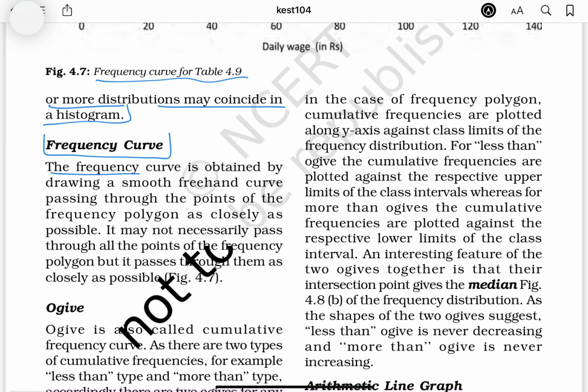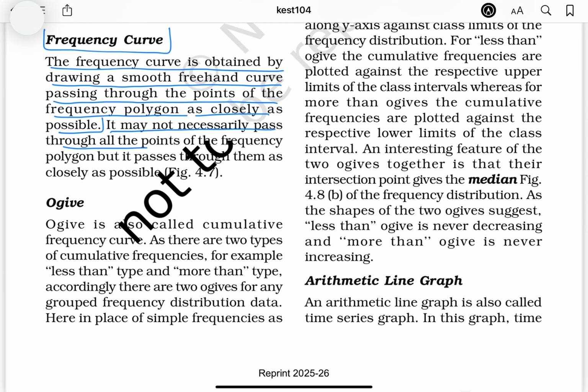Frequency curve. The frequency curve is obtained by drawing a smooth freehand curve passing through the points of the frequency polygon as closely as possible. It may not necessarily pass through all the points of the frequency polygon, but it passes through them as closely as possible.